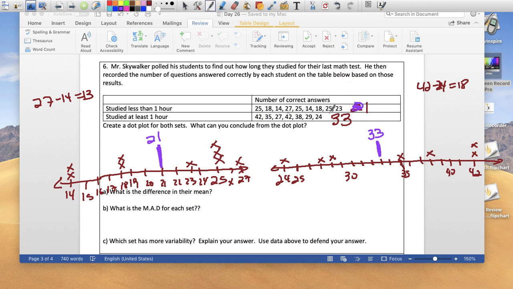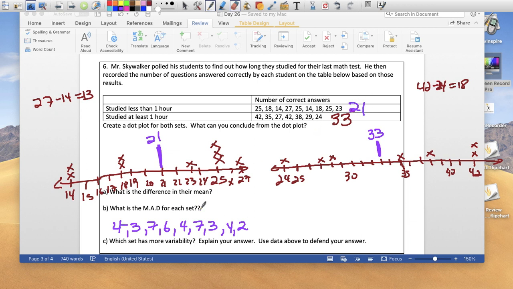So it's going to be 25 and 21 is 4, and then 18 and 21 is 3, and then 7, and then 6, 25 and 21 is 4, 14 and 21 is 7, 18 and 21 is 3 again, 4 and 2. So that's the difference between each of those points and their mean of 21. Let me just write it in purple.